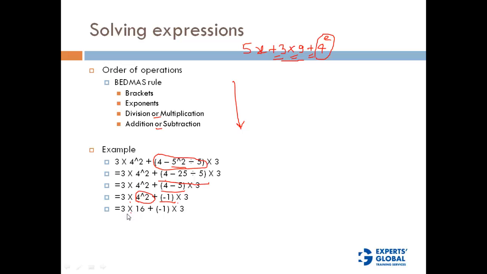So here we have one multiplication, one addition, another multiplication. We'll do all the multiplications first. So 3 into 16 is 48, minus 1 into 3 is minus 3. So this becomes 48 plus minus 3, which is 48 minus 3 equal to 45. So 45 is the only correct value of this expression, and we can derive that correctly if we follow the BEDMAS rule.